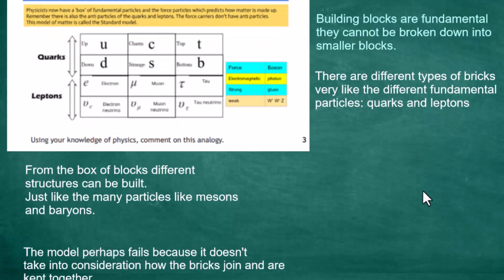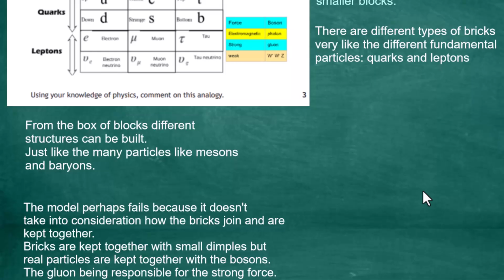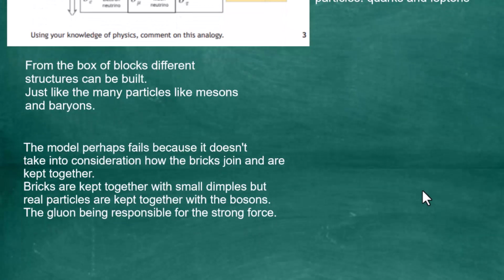And you also can put in a little bit of criticism here about why the model doesn't in fact hold too well, because the model perhaps fails because it doesn't take into consideration how the bricks join together and are kept together. The children's structures are kept together by the little dimples going into the little holes in the bricks, but in the real world of particles, the quarks are kept together by the strong nuclear force, which is mediated by the exchange of the boson, in this case being a gluon. So if we mention all that sort of stuff, you should do well for your 3 marks.